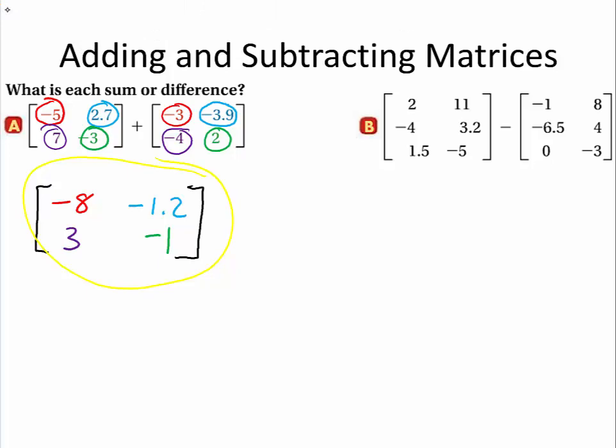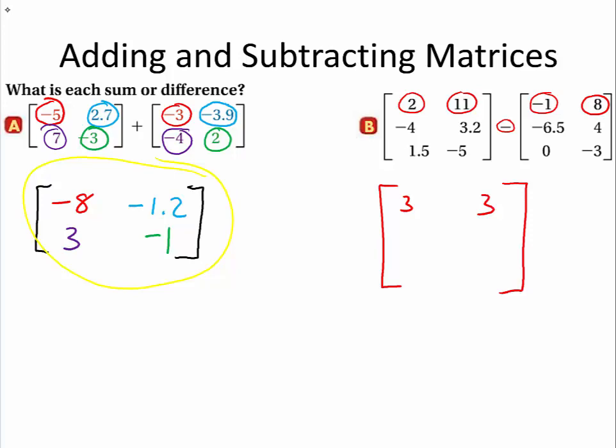All right, so for the next problem, we're just going to match up, and this time it's a minus, so always make sure you scope out what operation they give you. That makes all the difference. 2 minus -1. So first we have 2 minus -1, which is 3. Then we'll have 11 minus 8, which is another 3. Remember, the matrix answer has to be in the same format as the problem. So it's going to be 2 rows and 3 columns.